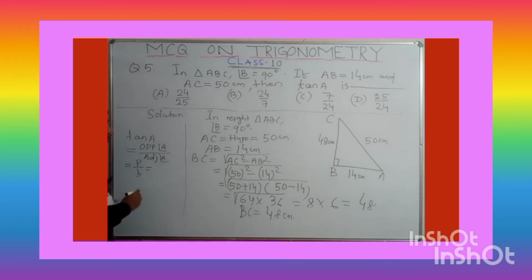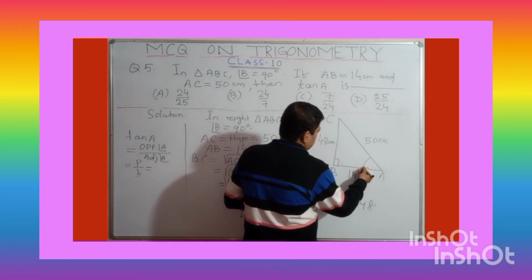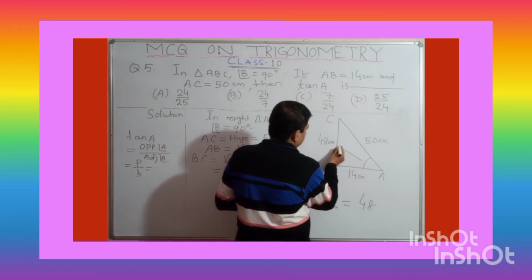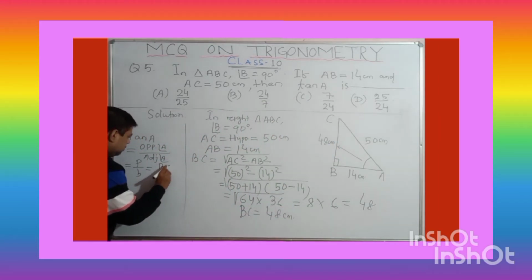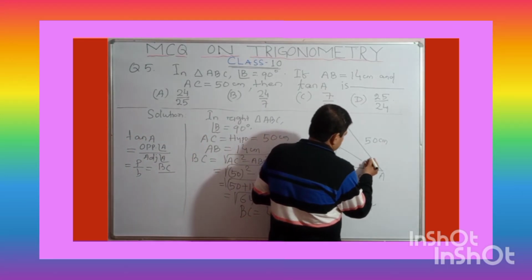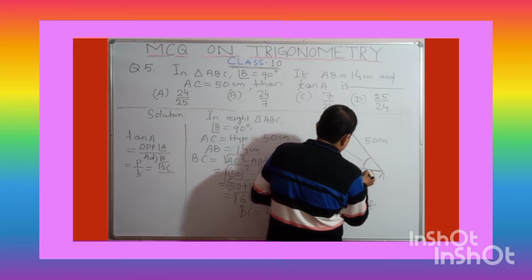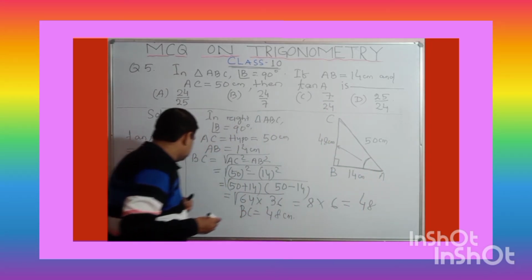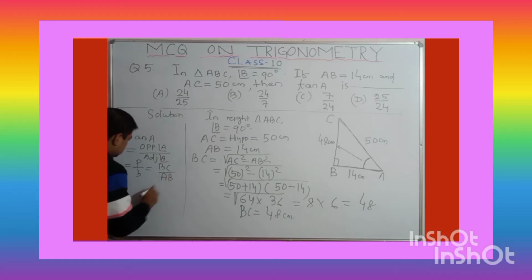So here angle A is the acute angle. We are going to find tan A. A is the acute angle, so the opposite side is what? BC. Here BC is the opposite side, divided by the adjacent side to the acute angle A. What is that? AB, other than the hypotenuse. AC is the hypotenuse. So AB is the adjacent side other than the hypotenuse, which is known as base. We can write AB, right? So tan A.